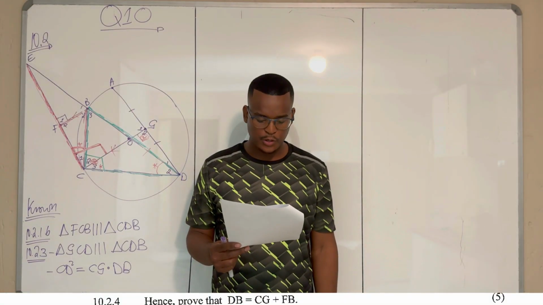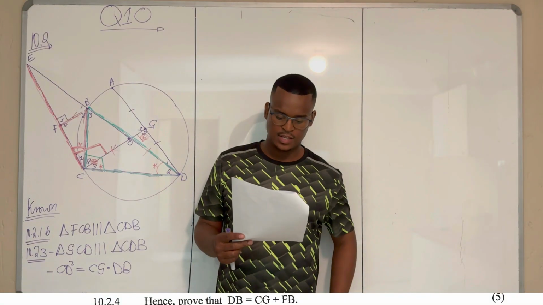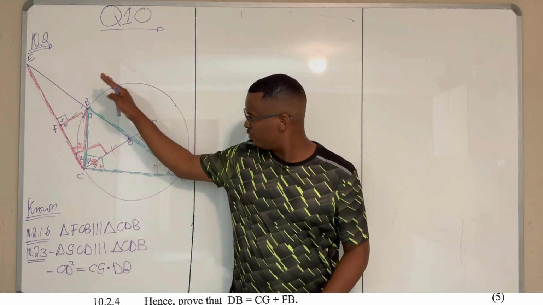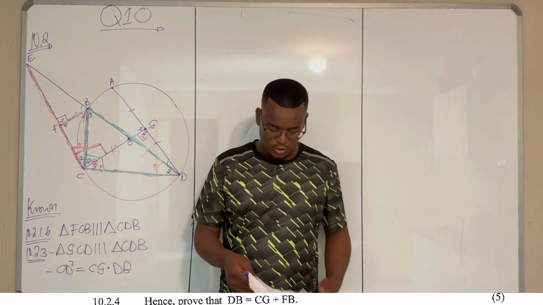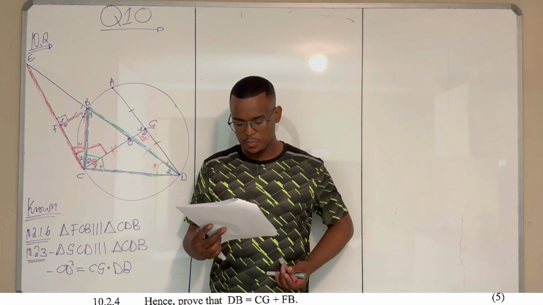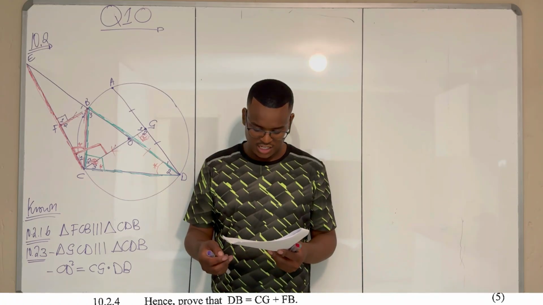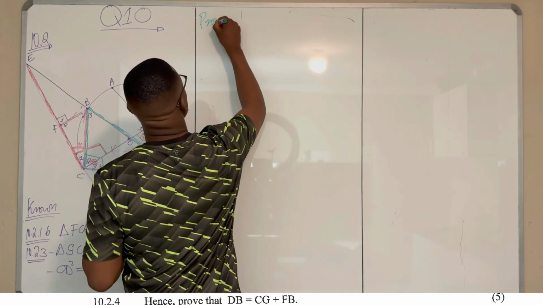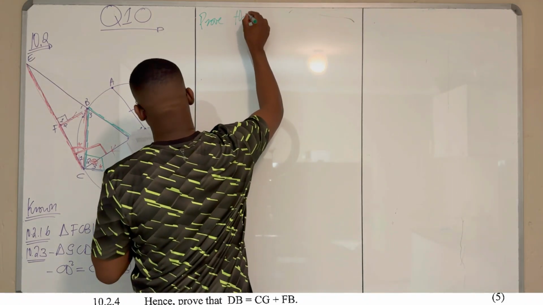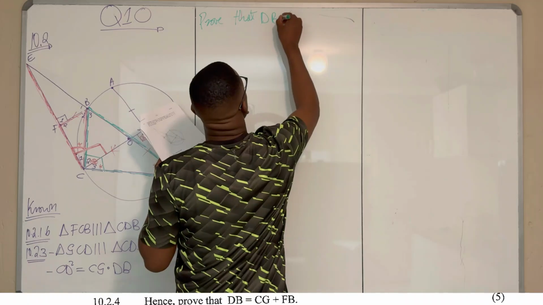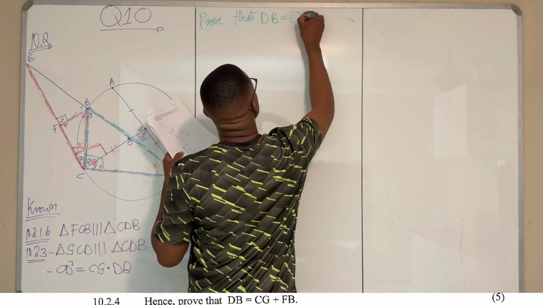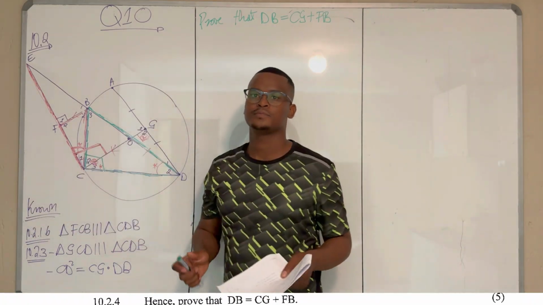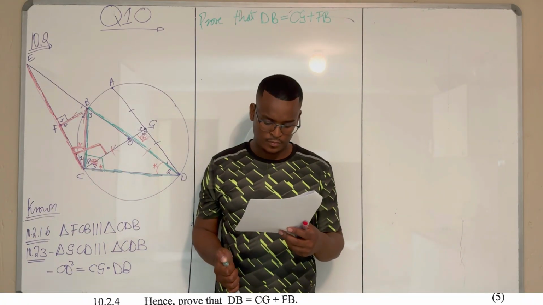Okay, so now we're doing 10.2.4, which is the last question, question 10. It is the continuation of this, and we have all this information from the previous questions. So what are they saying? They are saying, hence, prove that DB is equal to CG plus FB. This is what they want us to prove.